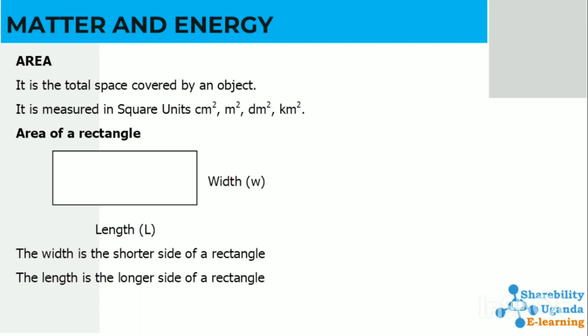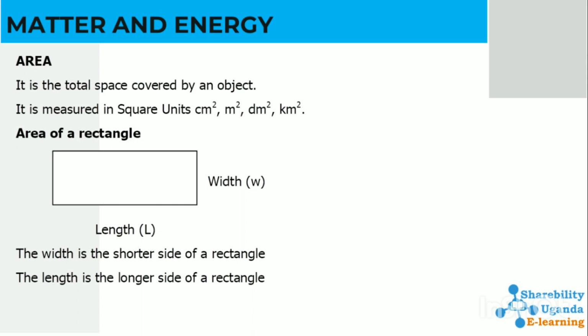Also, we can look at another quantity, which is area. It is also a major quantity which defines matter and energy. It is the total space covered by an object, and it is measured in square units: centimeters, meters, decameters, kilometers, etc. How do we find the area of a rectangle?